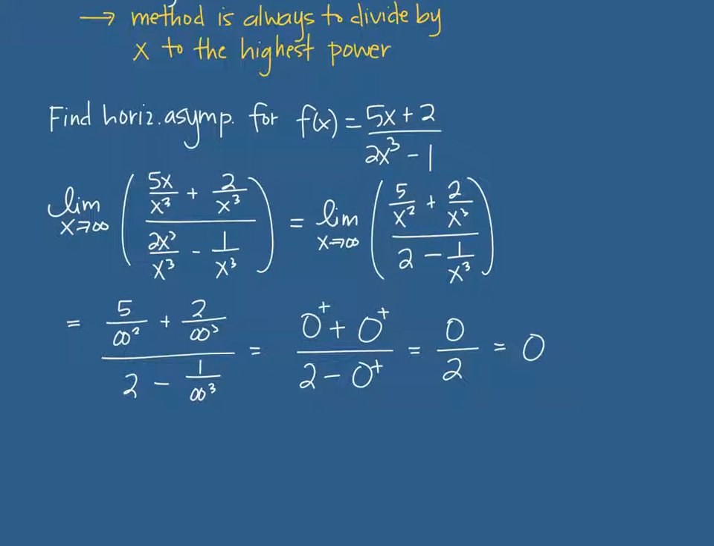Therefore, since the limit approaching infinity had a result of 0, there is a horizontal asymptote at 0. Okay, so that's just the proof, a strategy for finding horizontal asymptotes.